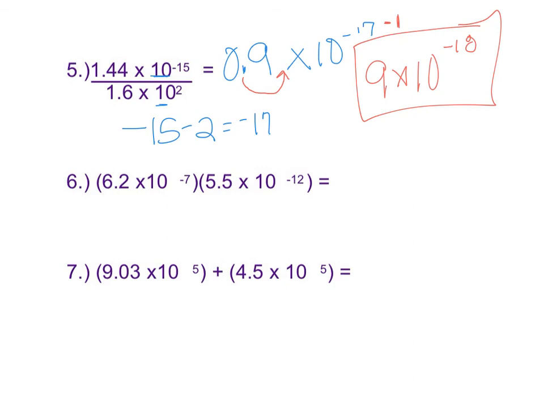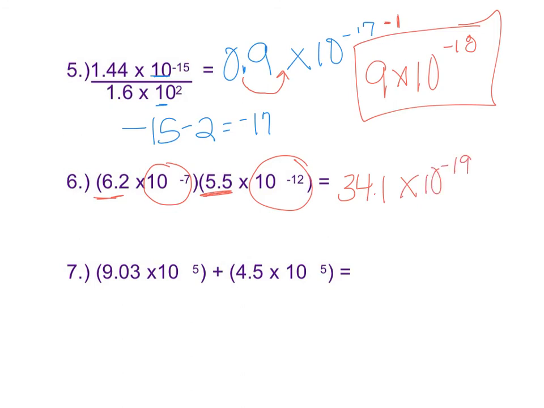Let's look at example 6. We have a multiplication problem. So we're going to multiply our two decimal numbers, 6.2 times 5.5. We get 34.1. We're going to add our exponents on the times 10 to the negative 7th and times 10 to the negative 12th and get times 10 to the negative 19th.